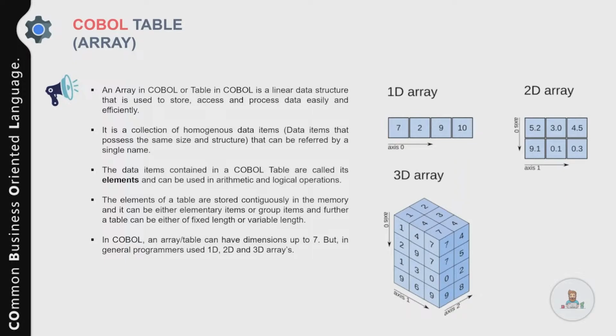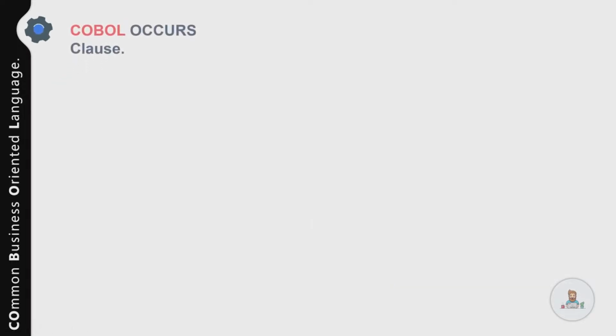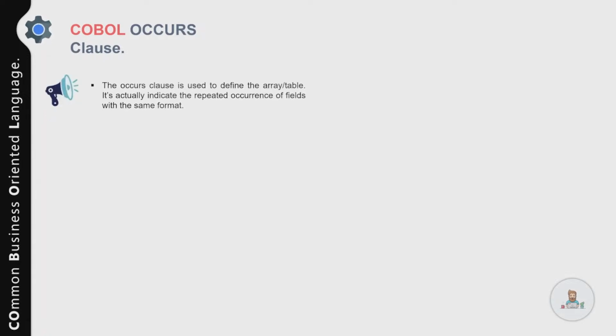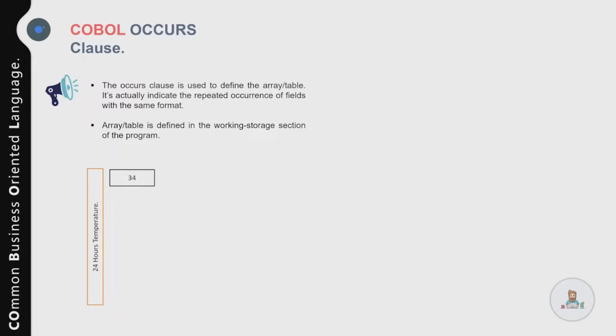Now let's talk about our next topic, which is the OCCURS clause in COBOL, and it is used to define a table in your COBOL programs. By definition, the OCCURS clause is used to define the table. It actually indicates the repeated occurrence of a field with the same format. Apart from that, a table is defined in the working storage section of the COBOL program, and the business logic to store and access data from the table is specified in the procedure division.